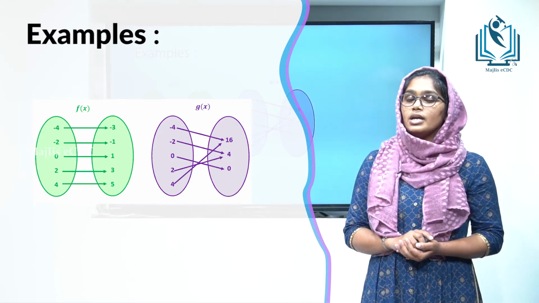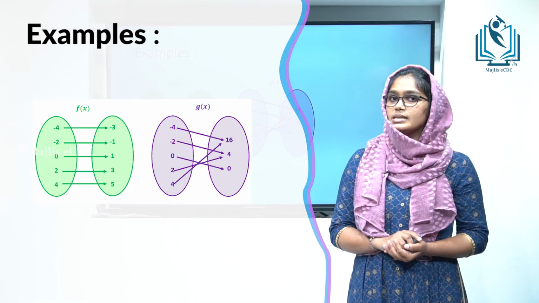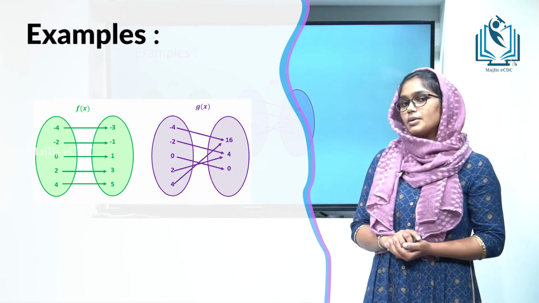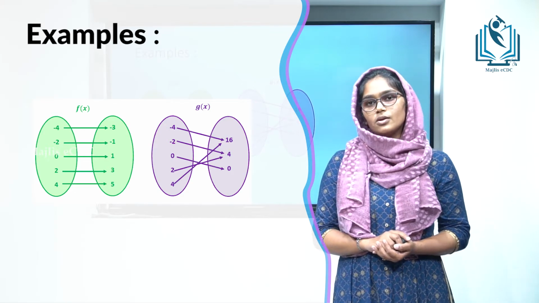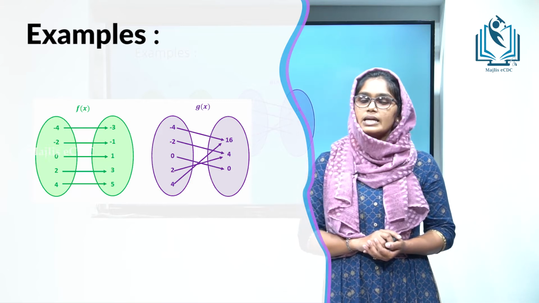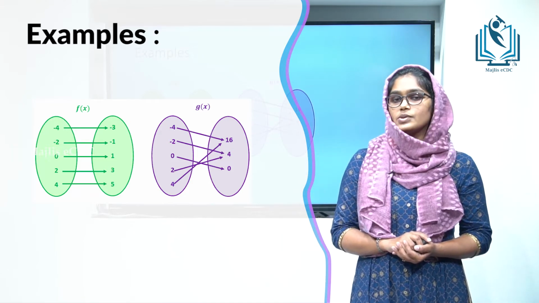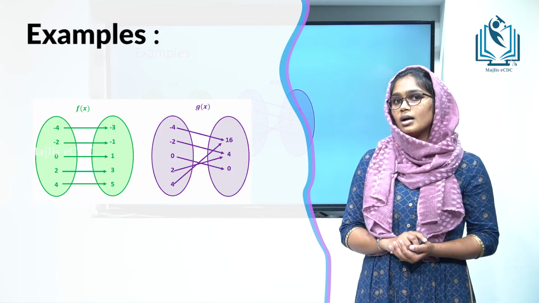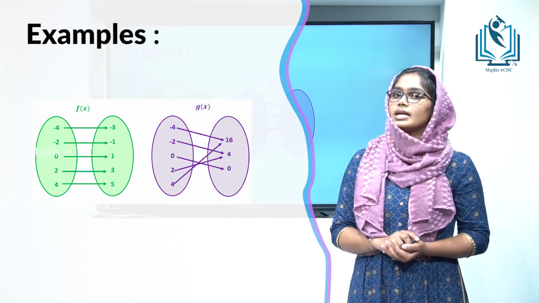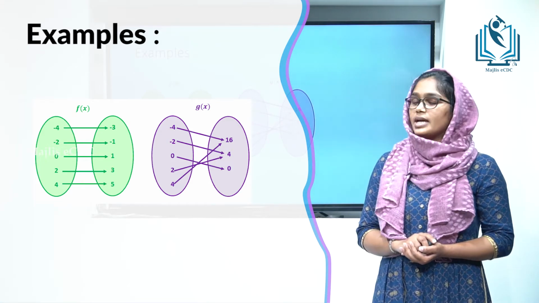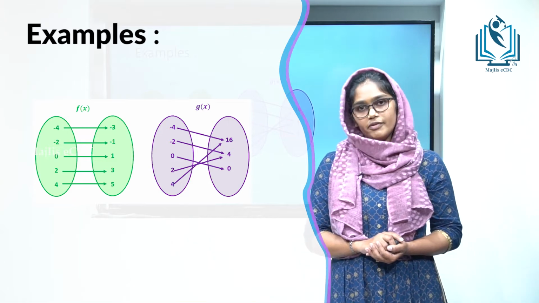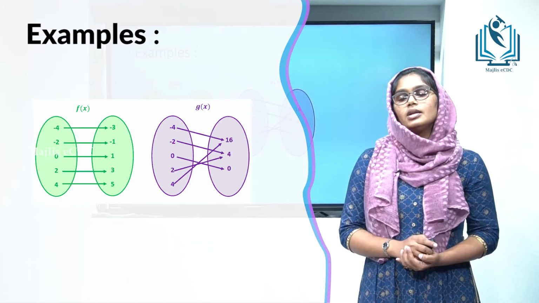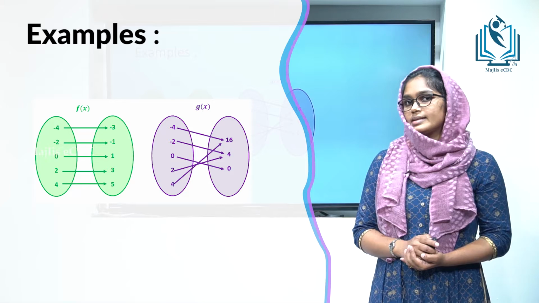Here the domain of the function f of x is set A, that is -4, -2, 0, 2, 4, and the range is the set of assigned values of the set B. Here all values are assigned. So, the range is -3, -1, 1, 3 and 5. So, it is clear. Now, we are going to discuss another example.